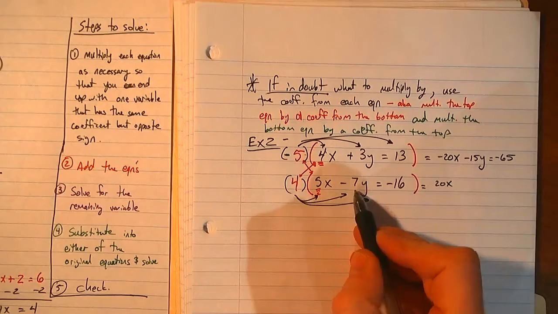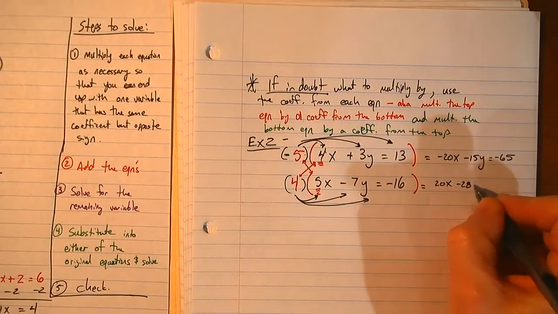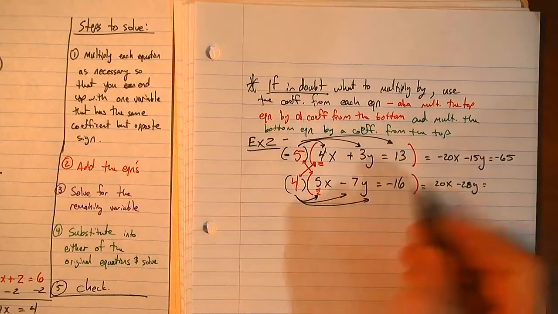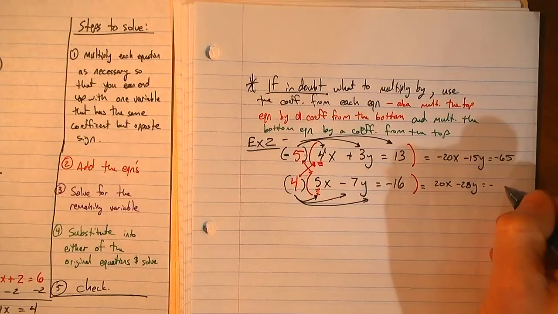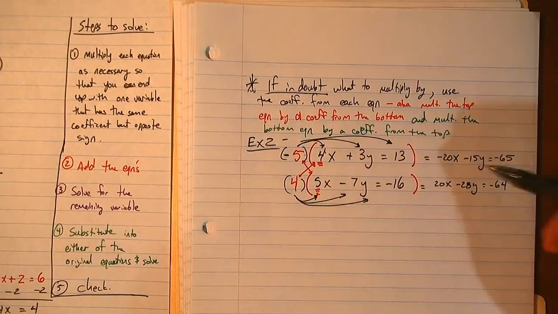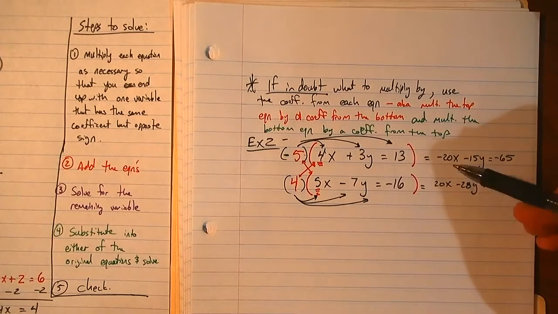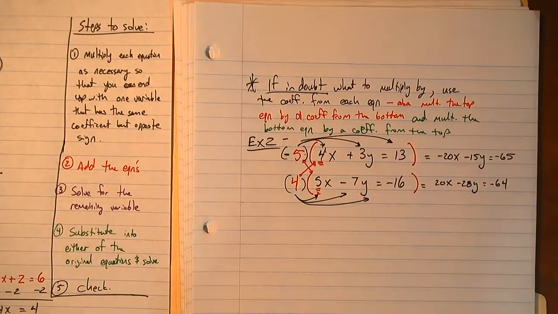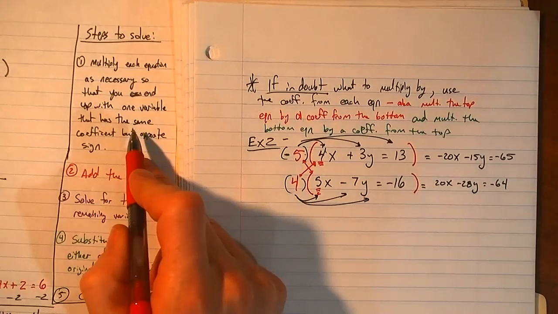4 times a -7y is a -28y. And 4 times a -16 is a -64. So now I have my x's with matching coefficients but opposite signs. So I'm done with step 1.